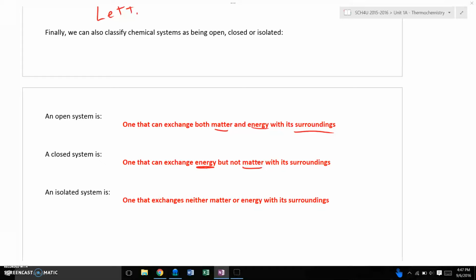An isolated system is totally isolated in every way. So neither matter nor energy can be exchanged. So now you're dealing with a sealed container, and it's going to be insulated as well. So this would be sealed and insulated.